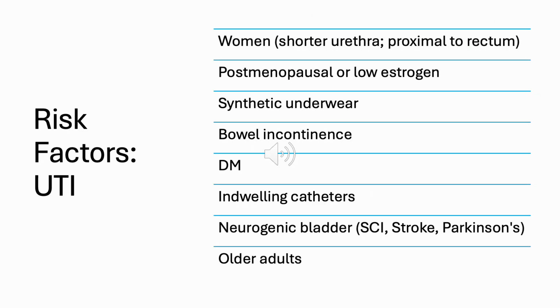Risk factors for UTI include women with shorter urethras, because the urethra is proximal to the rectum. Women with low estrogen levels or postmenopausal women are also at risk. People that wear synthetic underwear are at risk. People with bowel incontinence, diabetes, anybody with an indwelling catheter, and people with neurogenic bladder are also at risk for UTIs, and oftentimes they can be at risk for upper UTIs as well. Older adults are at risk for UTIs as well.